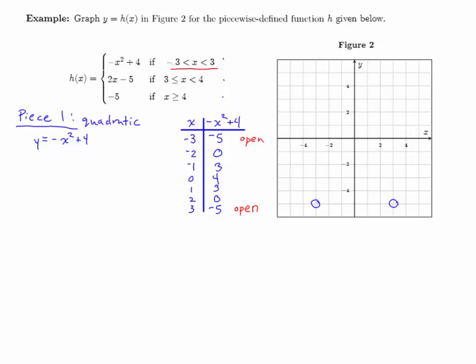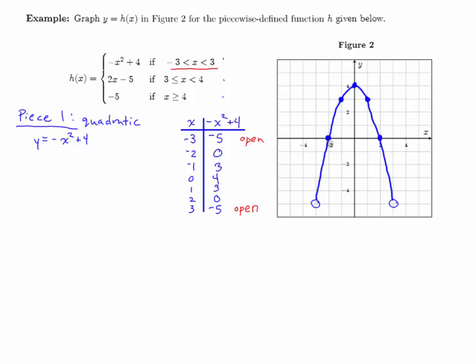So for the rest of these points, I'll just complete this parabola between negative 3 and 3. So I have the point negative 2, 0. I have negative 1, 3, I have 0, 4, I have 1, 3, and I have 2, 0. And so this first piece, then I'll connect them in a reasonably smooth curved piece there. Make that a downward facing parabola. Okay, but just between negative 3 and 3. Okay, so that first piece is good to go.